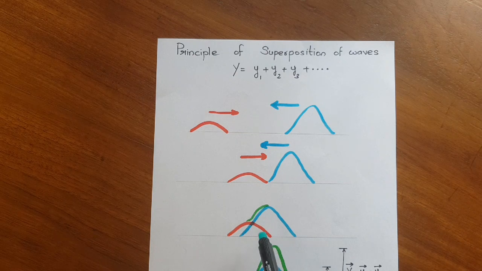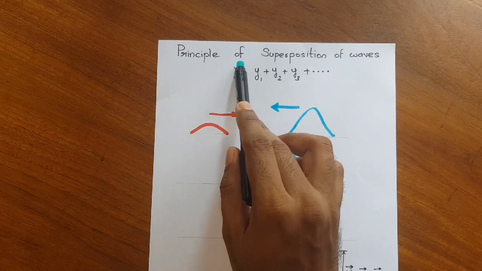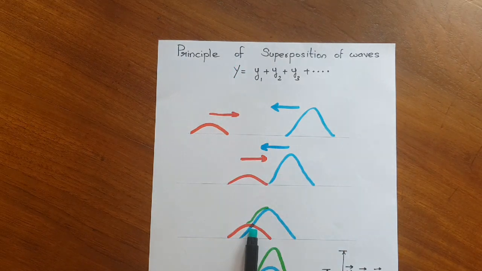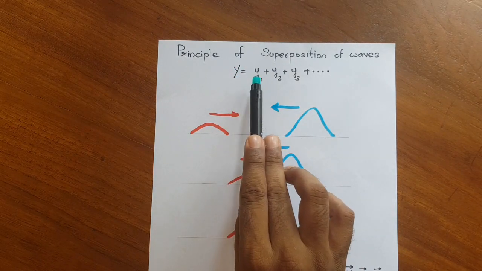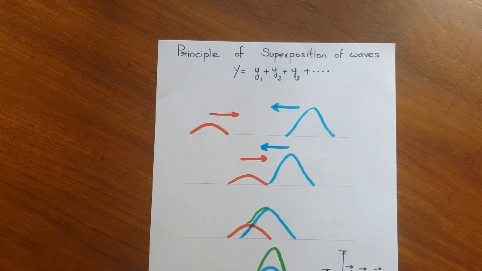The actual displacement of the point will be equal to the displacements created by each wave. Simple as that. The principle of superposition states that the resultant displacement at a particular point will be equal to the sum of the displacements created by each wave reaching that point. And since displacement is a vector quantity, this sum will be a vector sum.